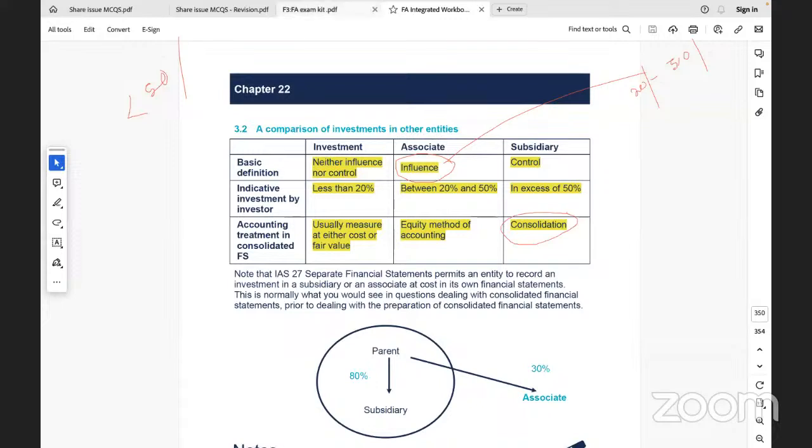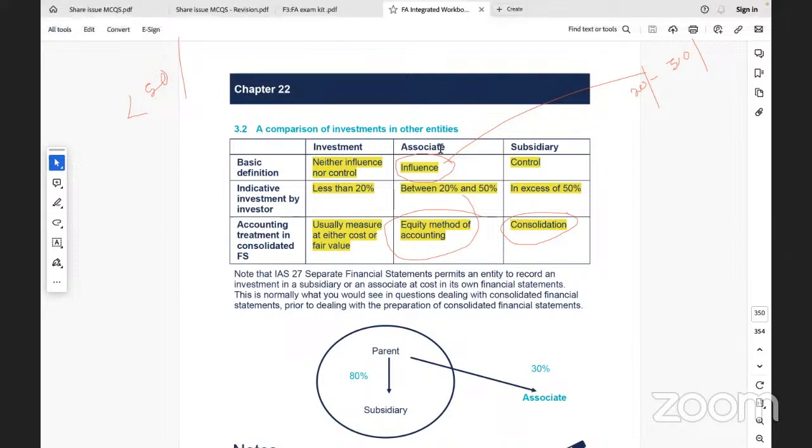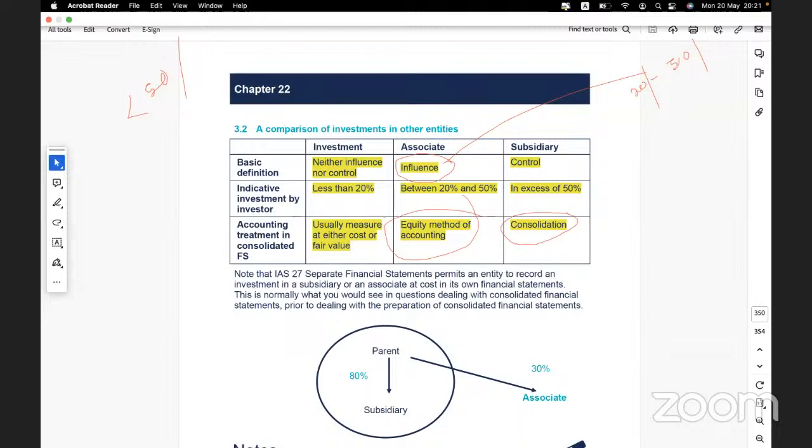That's what we call consolidation. Whereas guys, when you take an associate, the method of accounting is called equity method of accounting. Equity method of accounting means first we take the investment. Guys, listen, in your exam, they won't ask you to calculate associates. Associate, you just have to know theory. The calculation part will come in the next level, financial reporting, FR, not now. So at this level, you just need to know theory. So equity method of accounting means we take the investment at the post-acquisition profits.